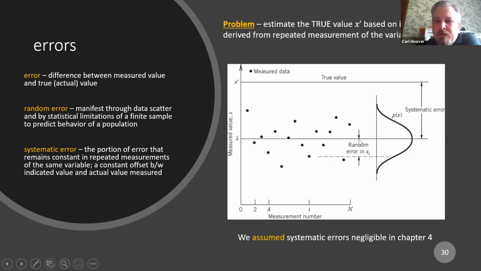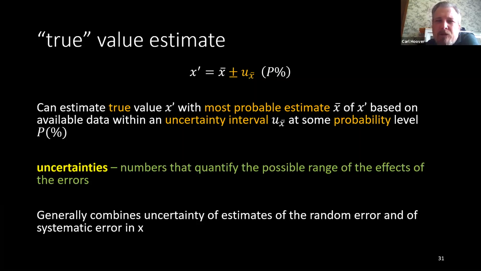We see a difference in the center of the random as random error, reflective of a probability density function, often assumed to be normal or Gaussian. But then there is systematic error, where our true value is different from our average of our random observations. So random error manifests in that scatter, but systematic error is the portion of error that remains constant when we take repeated measurements of the same variable, often reflective of an offset of the indicated value from the observed value.